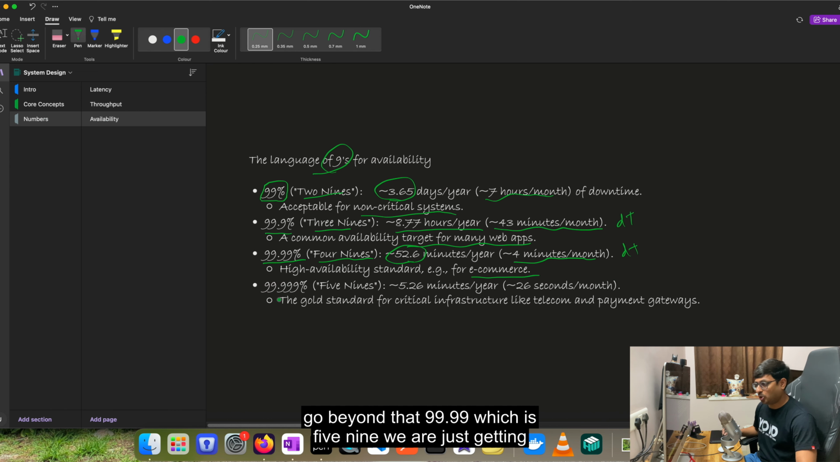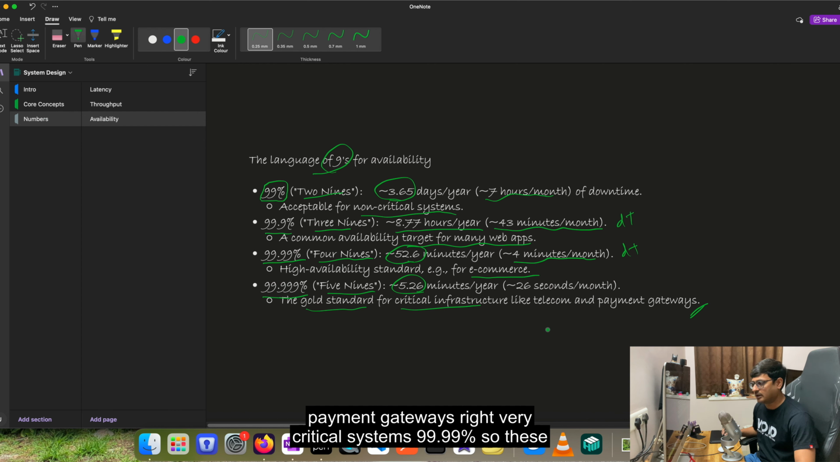And if you want to go beyond that, 99.999%, which is 5 9's, we are just getting 5 minutes per year of downtime, right? This is the gold standard for very critical infrastructure like telecom and payment gateways, right? Very critical systems, 99.999%. So these are the targets that we can set depending on the use case of our application and the user base and so on, right?